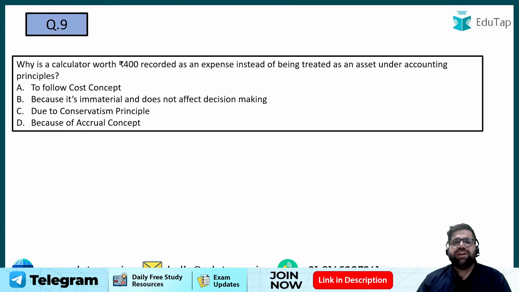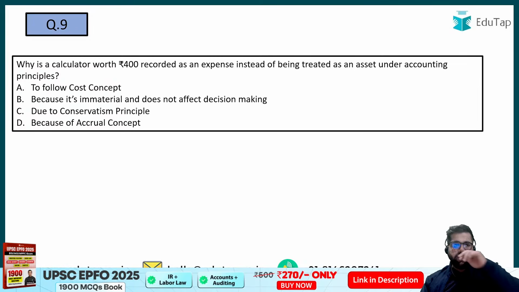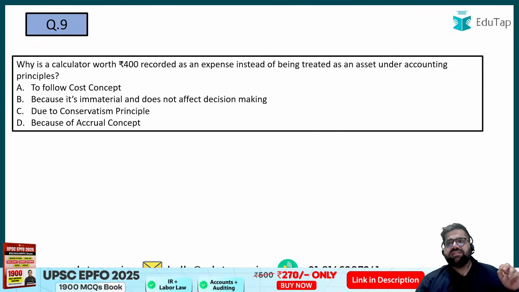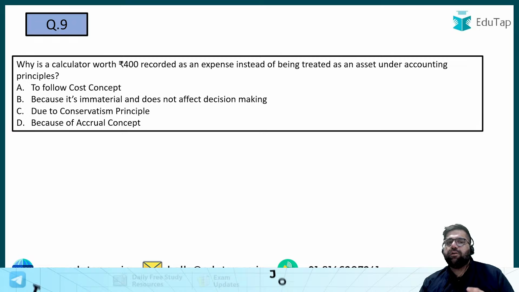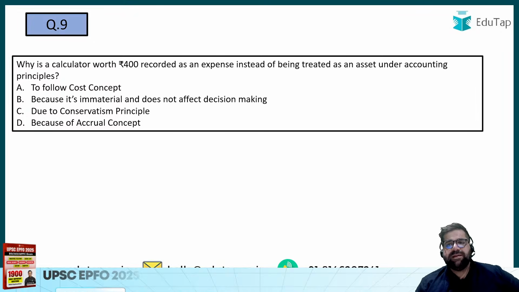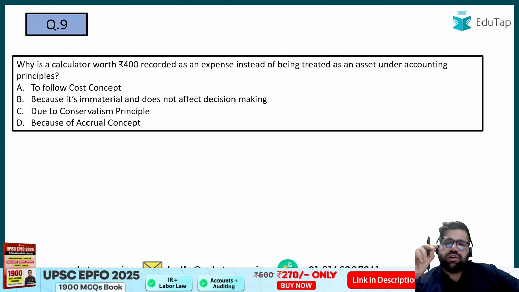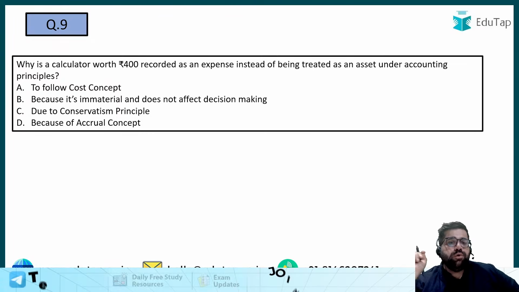Why is a calculator worth 400 recorded as an expense instead of being treated as an asset under the accounting principles? Please tell me why you are taking a calculator of 400 as an expense instead of being treated as an asset. Is it due to cost, because it's immaterial and does not affect decision making, due to conservatism, or due to the accrual concept?